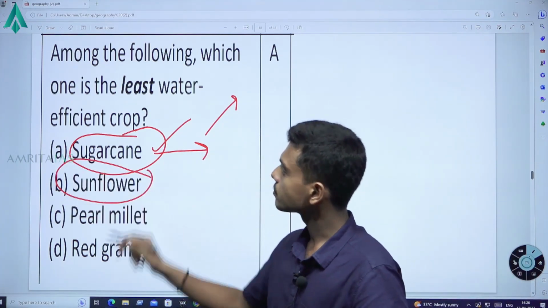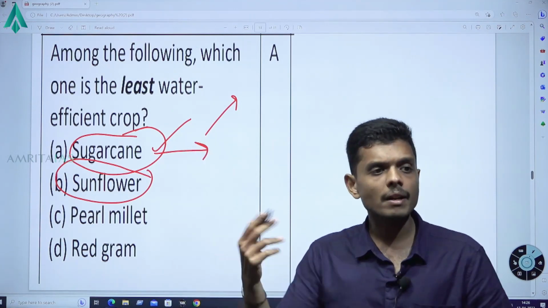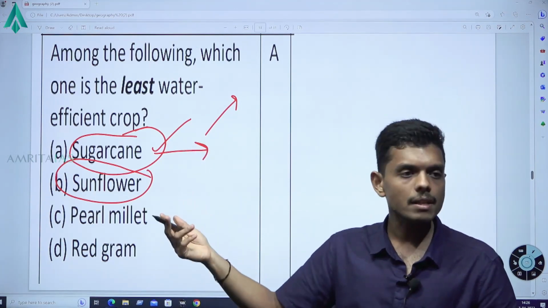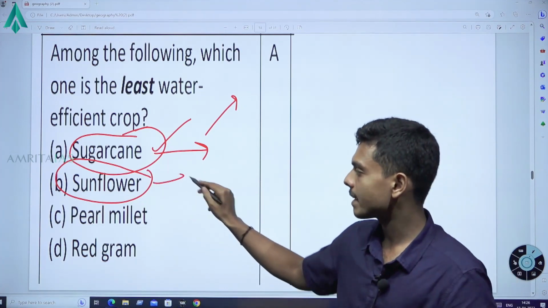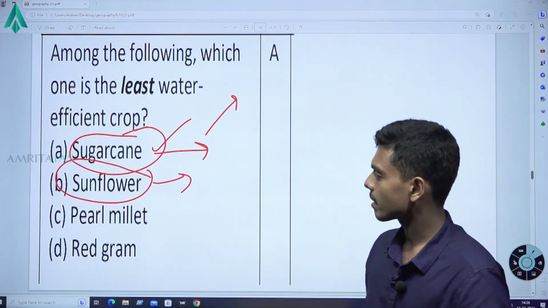Sunflower, they can ask which of the following is covered under MSP. Then they can ask about sunflower seeds. They can ask about sunflower oilseed. What are the things related to that.